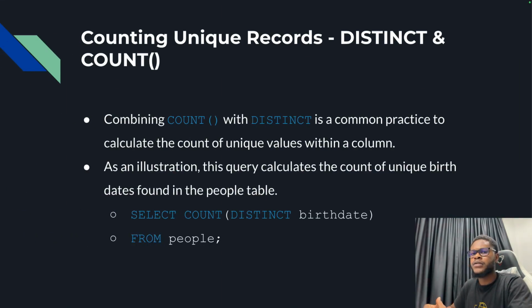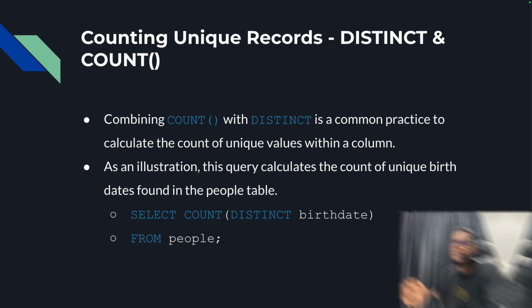I hope with this example you understand how to use count with the asterisk to count all the rows in a table, how to use count with a specific column name to count all the non-missing values in that column, and how to use count distinct to get the number of unique records in a table.